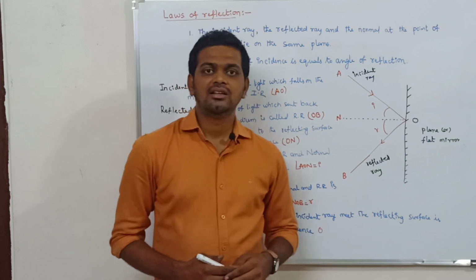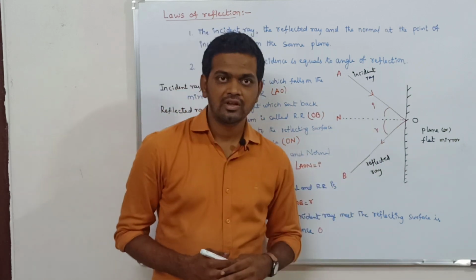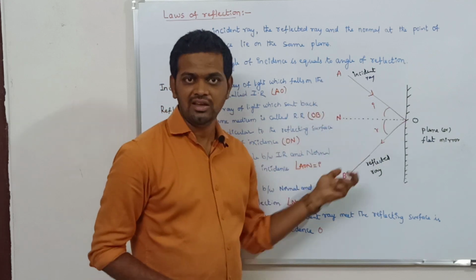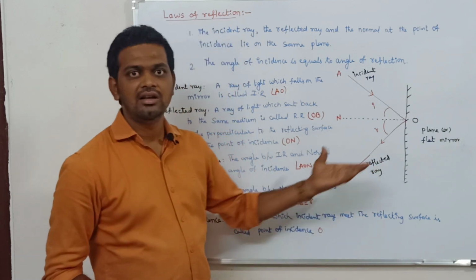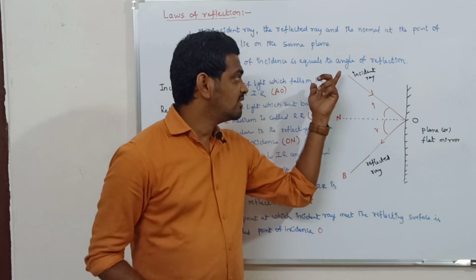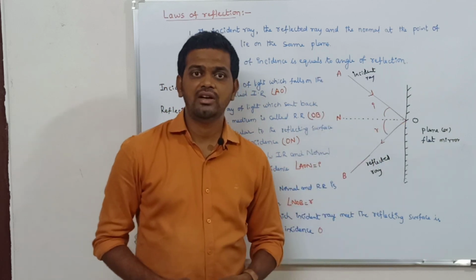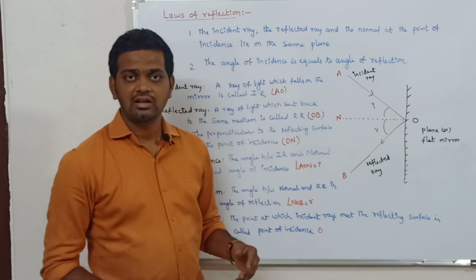Let us consider light falling on the plane reflecting surface as shown. When light falls on the plane reflecting surface, the light ray will be reflected into the same medium. That is called reflection. When the light ray falls on the reflecting surface, it goes back into the same medium. This phenomenon after striking the reflecting surface is called reflection.